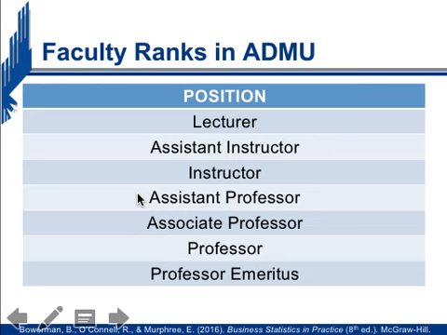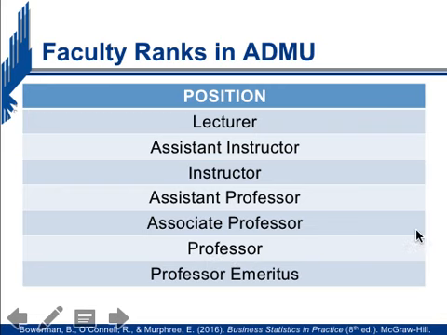Now, the succeeding positions are just promotions of the earlier positions mentioned based on the years of service, the amount of research produced or contributed to the university, and also the service done to the university. Now, there's a special position given to teachers in university, and that's the professor emeritus rank. And this is normally given to retired teachers of the university who used to have a full professor ranking.